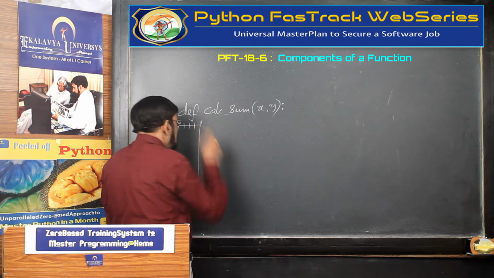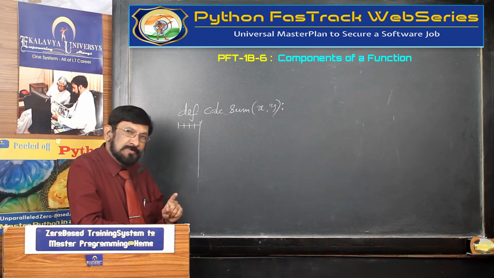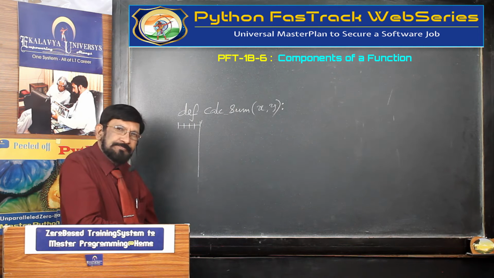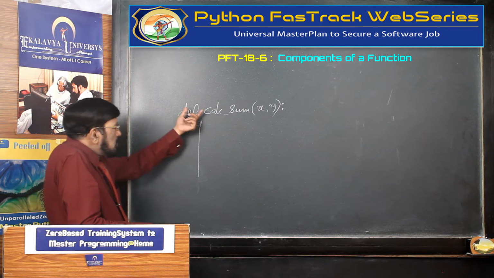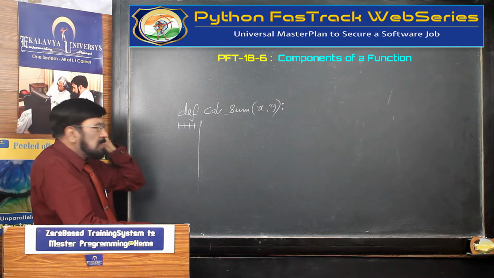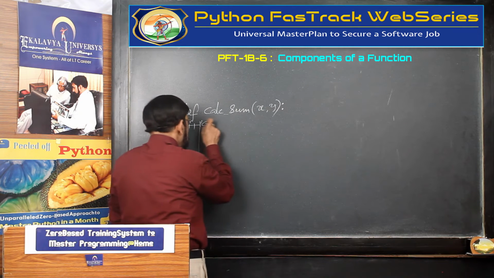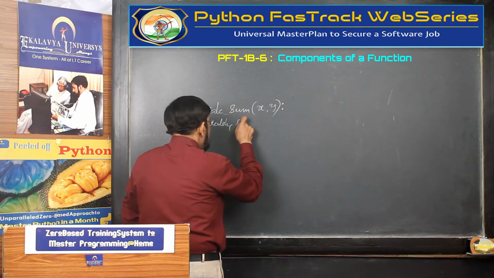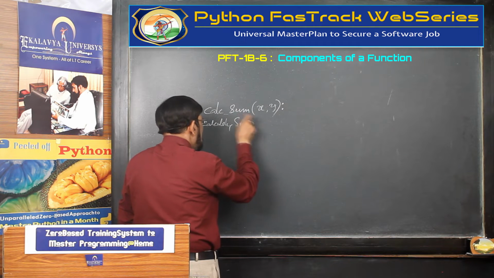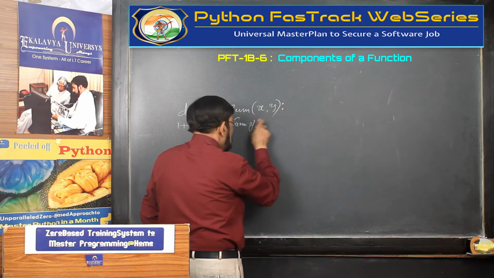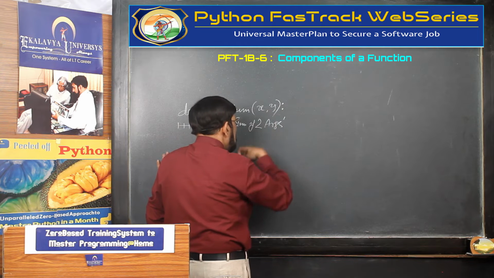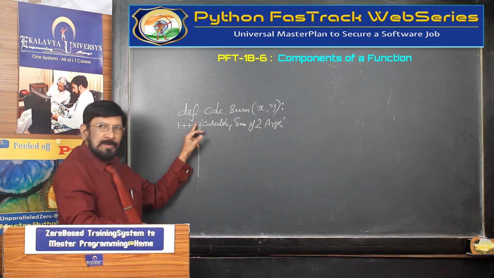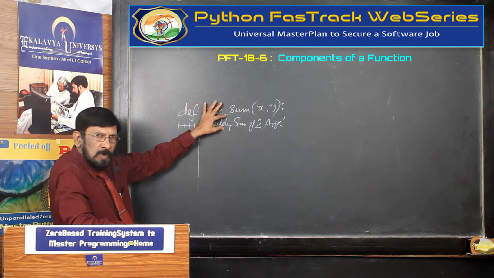Now immediately after that, what is the convention? This is also a convention, not a rule. A doc string is written. This is a comment. Actually, what this function is doing, what is the task of this function, we explain. In simple words, we write: calculating sum of two args or arguments. It should be a string. Always remember that. And I have written it within this. This is called a doc string.